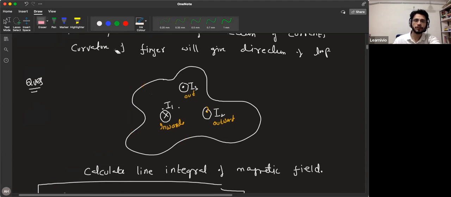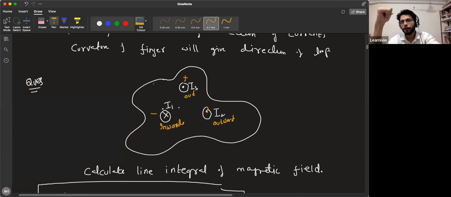You have three currents which are acting in different directions. So choose any one of them as positive. I consider this as positive. If I consider outwards as positive, that means naturally my inwards would be negative.